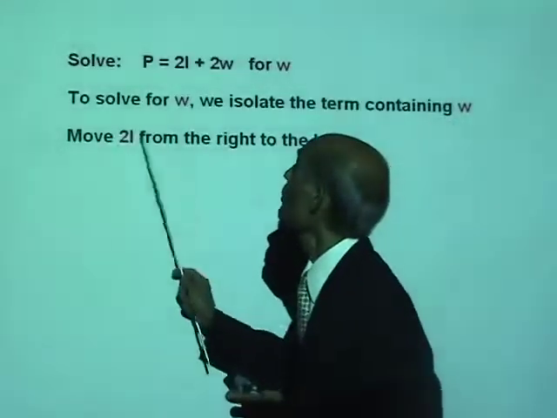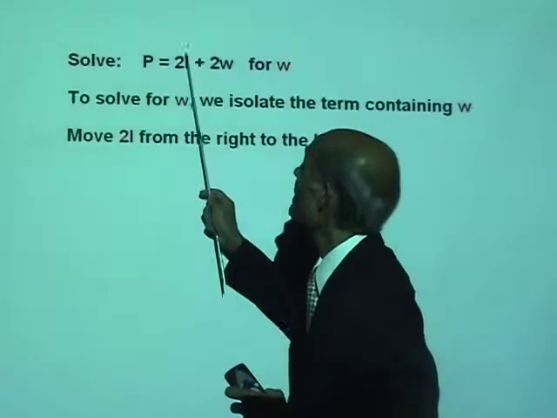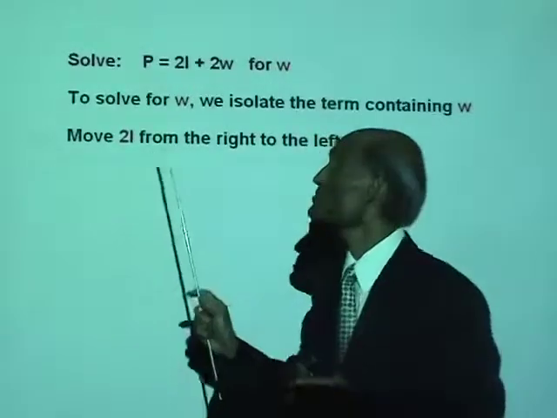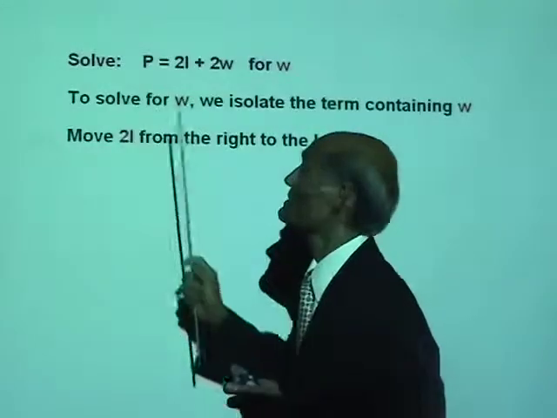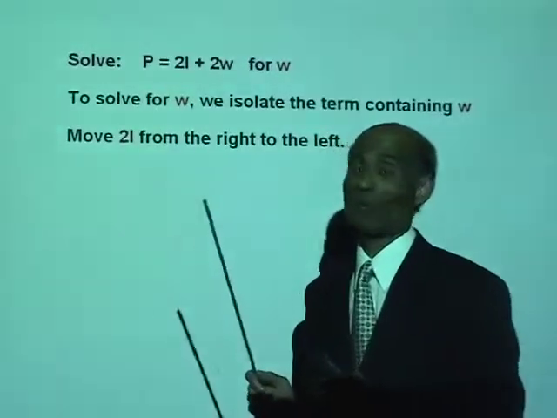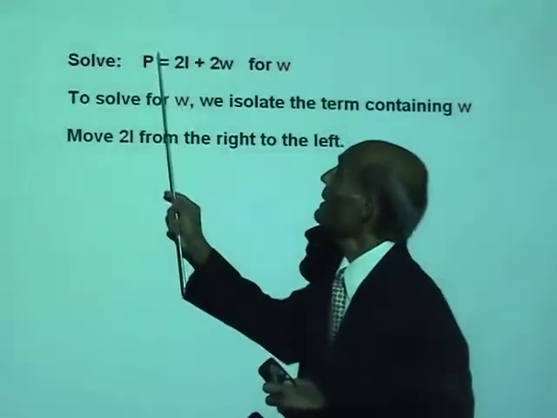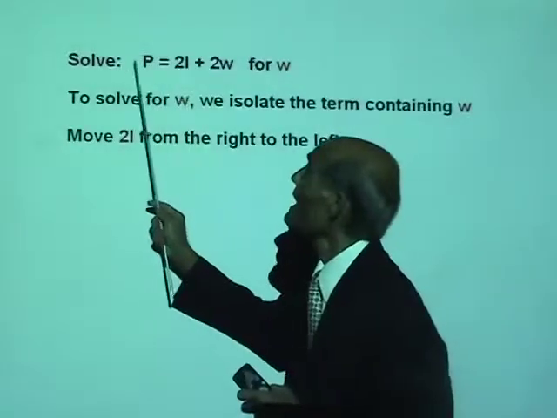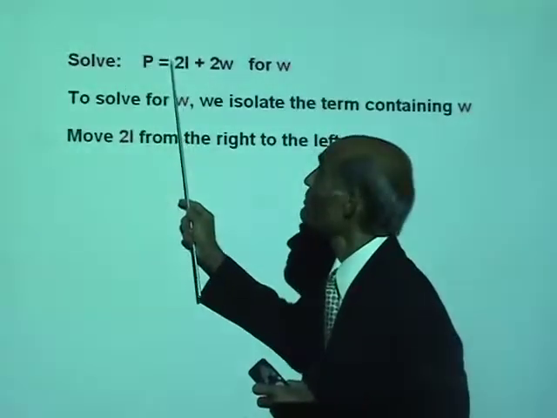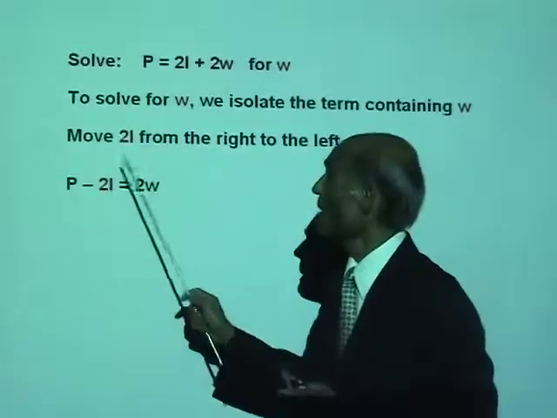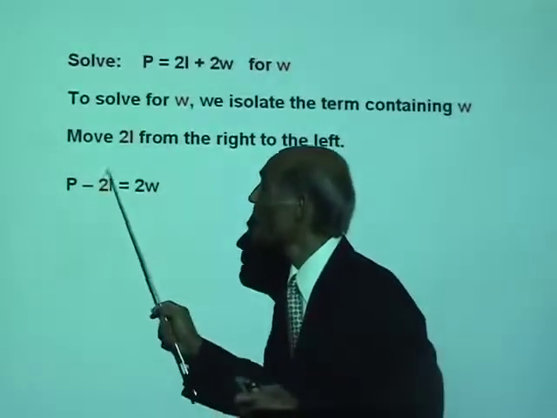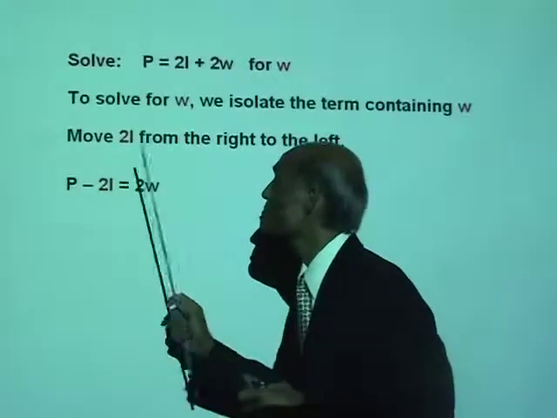It means move 2L. This is not 21, it is 2L. Move 2L to the left side. Alright, so what will the left side now become? It will become P minus 2L. When the positive 2L goes to the left, it will become negative 2L. So P minus 2L equal to 2W.